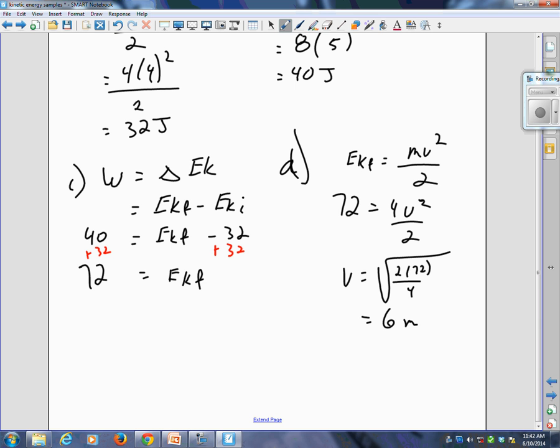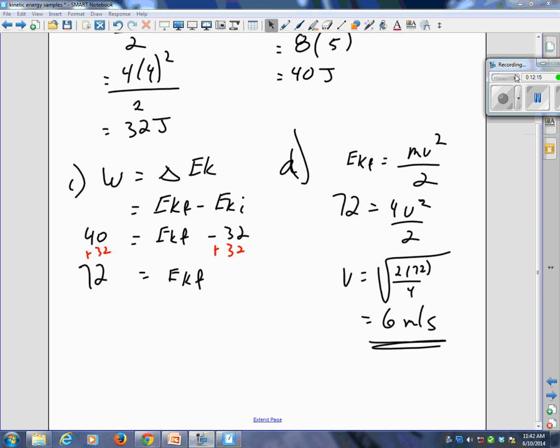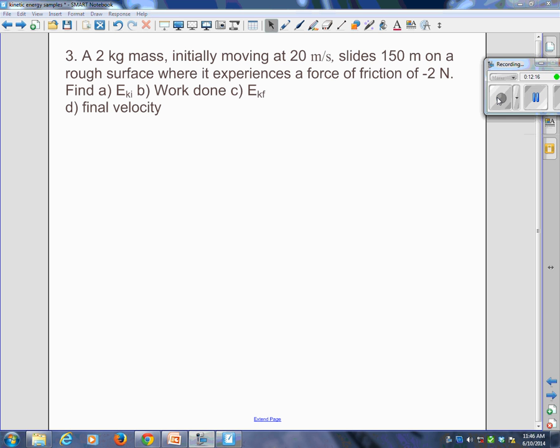Equals 6. Let's have a look at 3. I don't have my stuff to look back. So you want me to keep going, or you want to keep trying? I want to do number 3.